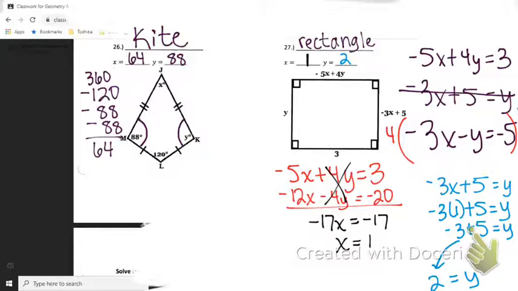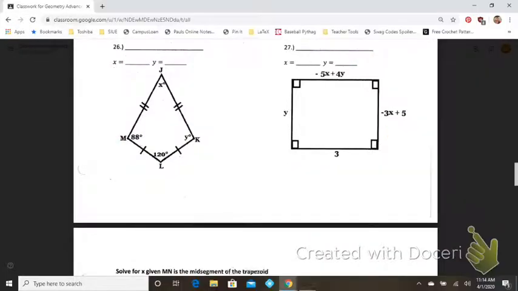Again, we were dealing with sides, not angles. If you set any of these equal to 90, 180, 360, you are not doing it right. 90, 180, 360 are angles, not sides. All right, so enough of that page. Let's keep scrolling down.